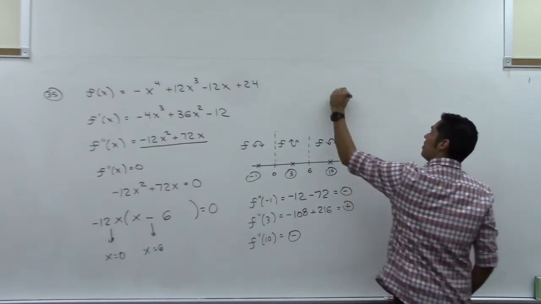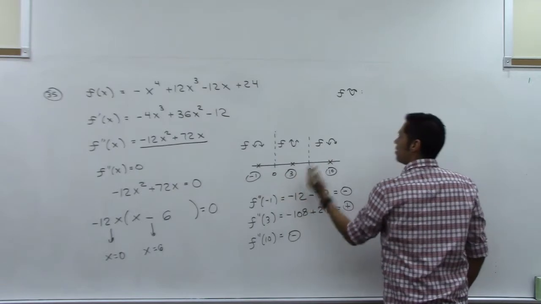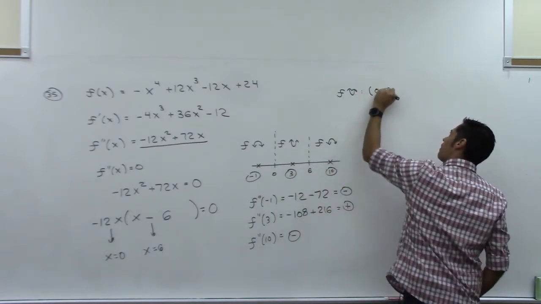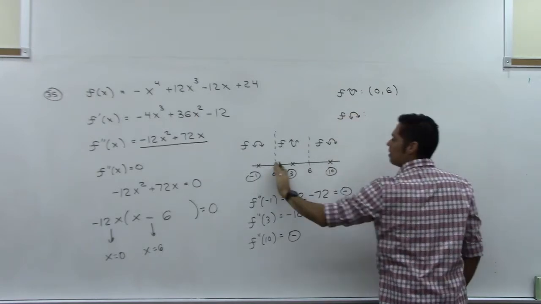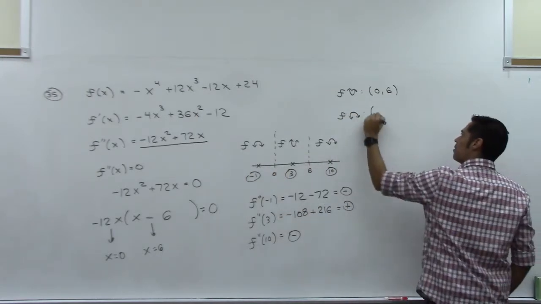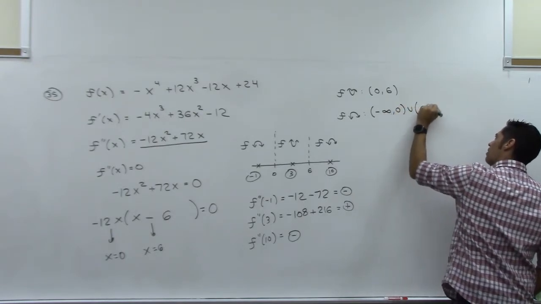So where is this thing concave up? Only between 0 and 6. Where is it concave down? Well, to the left of 0 and to the right of 6. So left of 0 is that, and right of 6 is that.